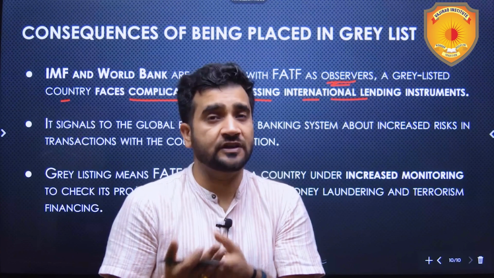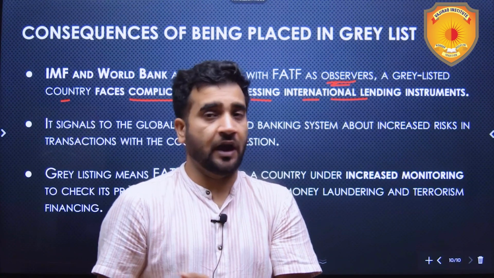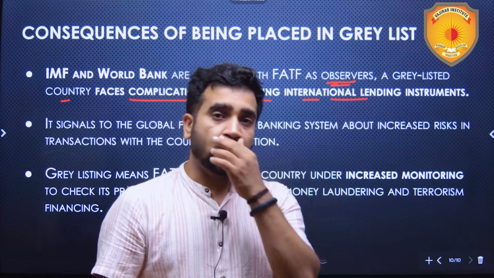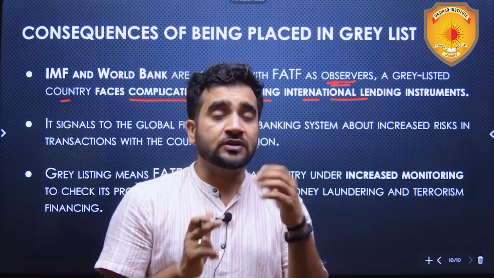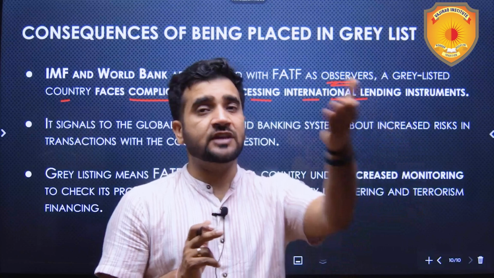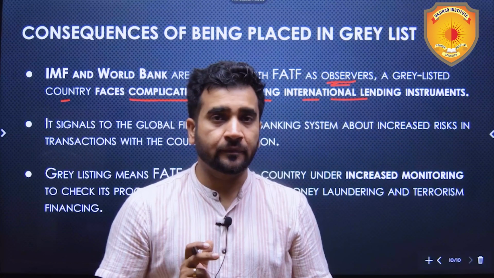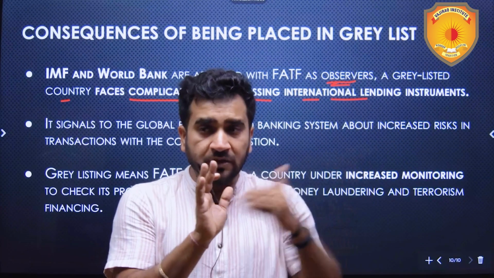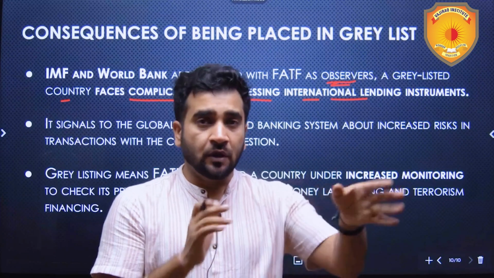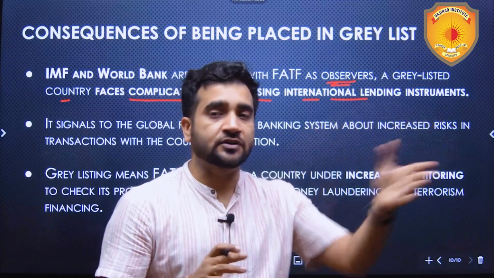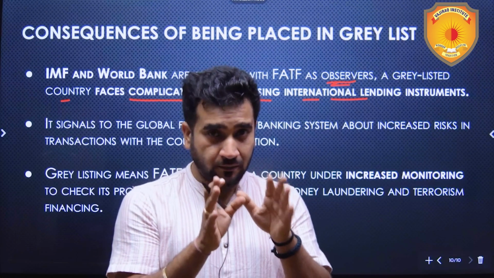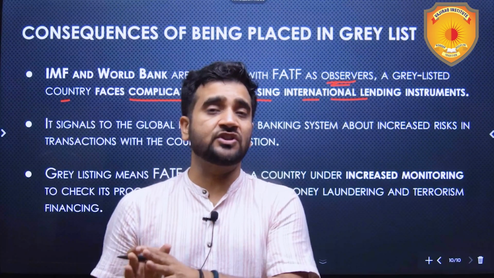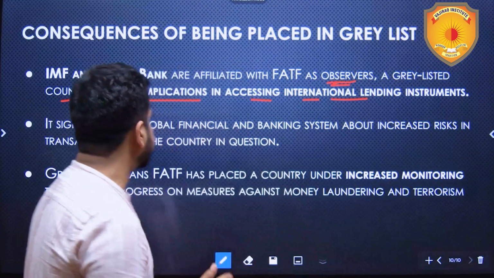Like Pakistan is facing a crisis presently, and it was there in the grey list also. So IMF was very much cautious of releasing funds to Pakistan, because IMF believed, what if this fund is diverted for terror financing? So it was very much cautious in disbursing those funds to Pakistan. So this listing in the grey list simply means that.